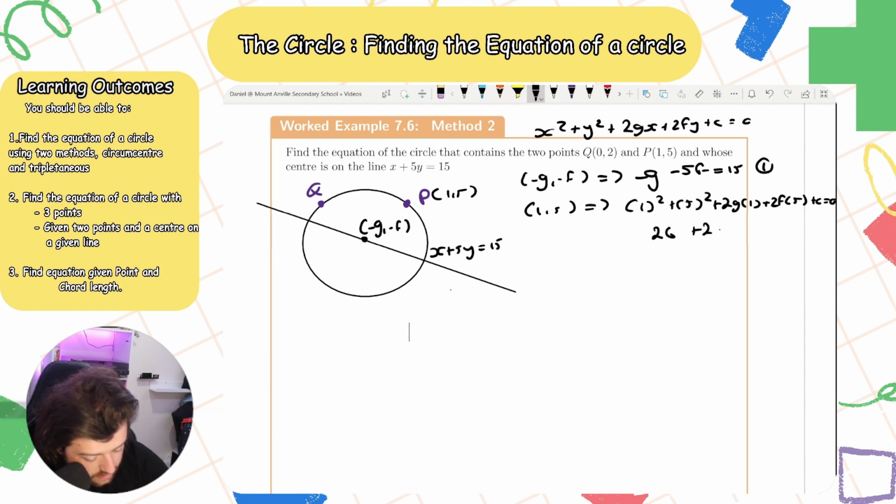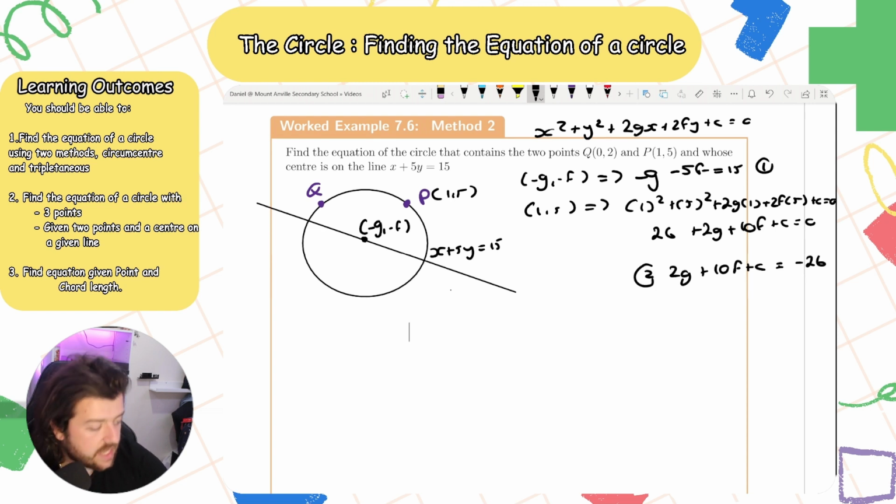26 plus 2g plus 10f plus c equals 0. I have 2g plus 10f plus c equals minus 26. And that is my second equation. Now let's go find my third equation.